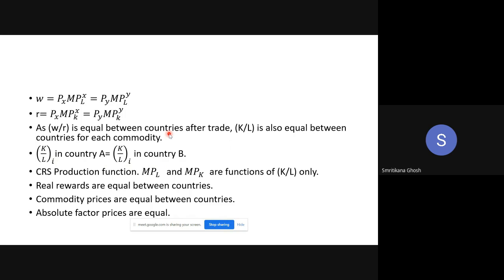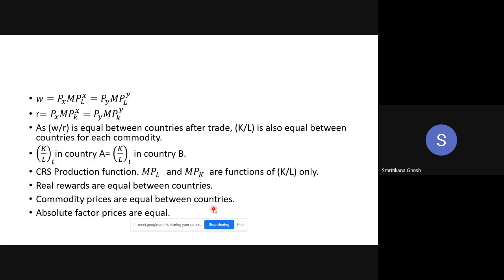Now, as we assume there is a CRS production function, we can say easily that MPL and MPK are functions of K by L. As K by L are equal, MPL and MPK are also equal, right? And as MPL and MPK are equal, then W by Px in the home country, country A, is equal to W by Px of the foreign country. Similarly, R by Py of the home country is equal to R by Py of the foreign country. So the real rewards are equal for both the countries. Now commodity prices are equal between the countries after trade. What will be the situation? Px of the home country is equal to Px of the foreign country.